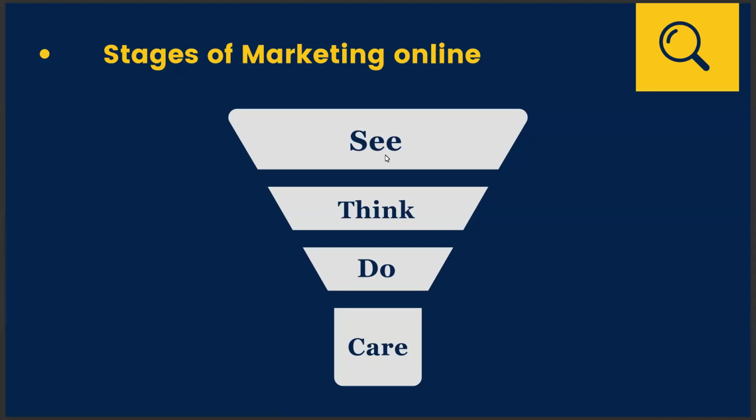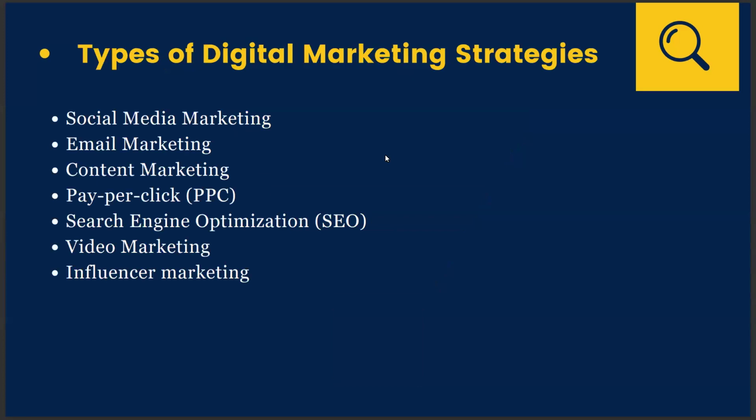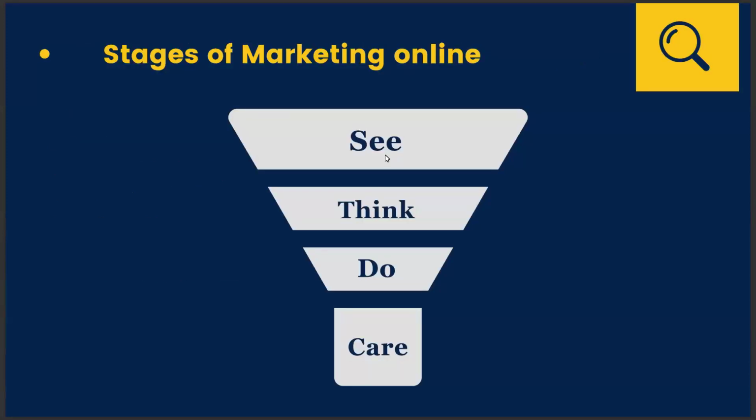Yeah. So that's on that. There are the types of strategies: social media marketing, email marketing, content marketing, pay-per-click, search engine optimization, video marketing, influencer marketing, search engine marketing as well.